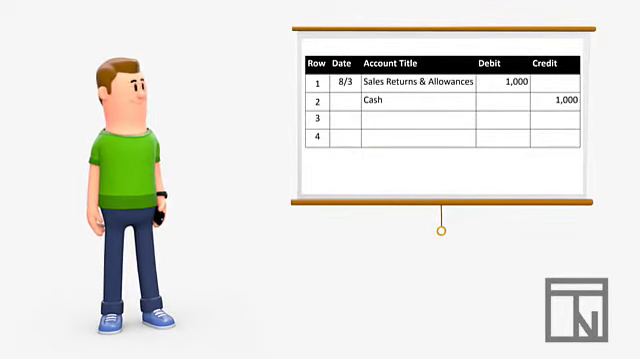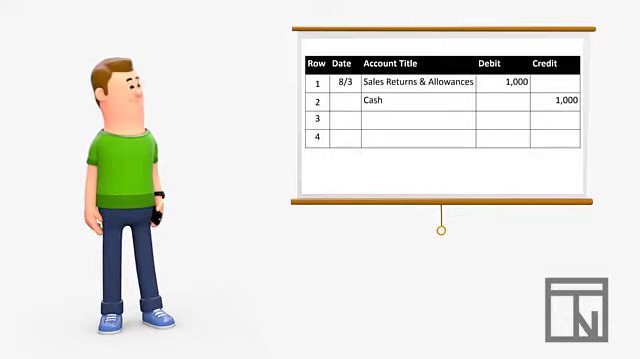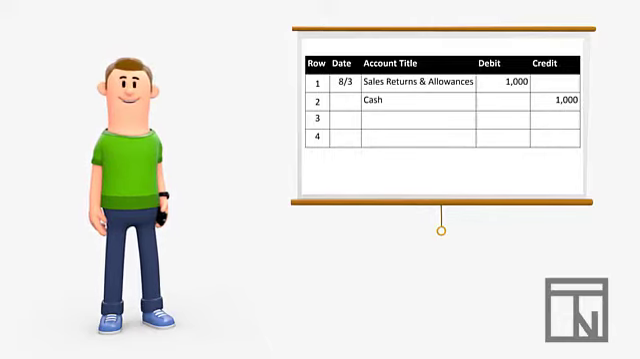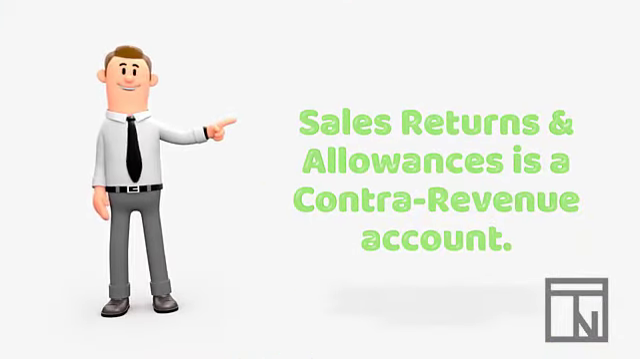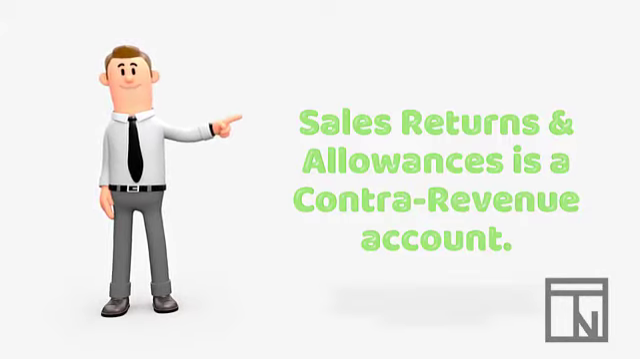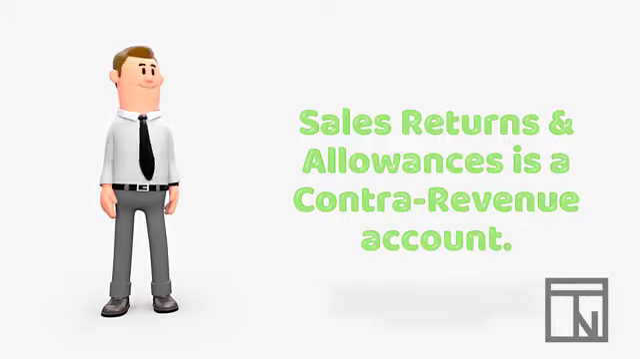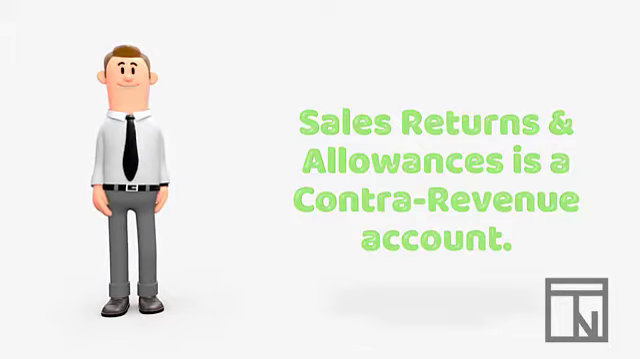The Sales Returns and Allowances account is part of the revenue category, but it does have a debit normal balance instead of the usual credit. This makes Sales Returns and Allowances a contra revenue account, just like sales discounts. Remember, it's called a contra account because it has an opposite normal balance as the rest of the revenue category, so it will always have a negative balance.